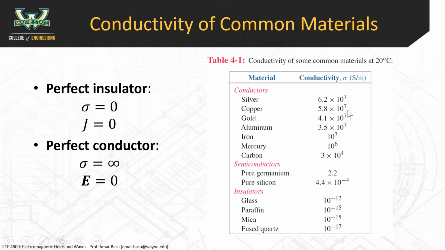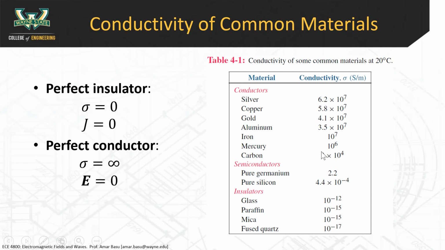It has slightly less conductivity than silver. Gold is slightly less than copper. Aluminum is slightly less than that. Materials like iron and mercury have high conductivities, but these are harder to work with. Iron is a magnetic material, and mercury, as you know, is quite toxic.